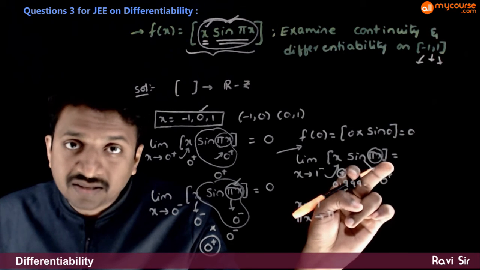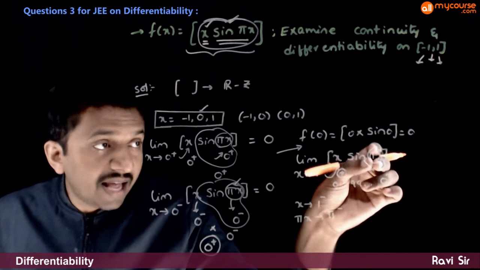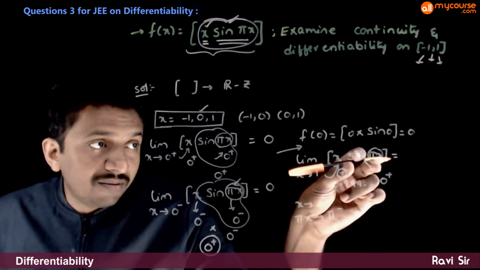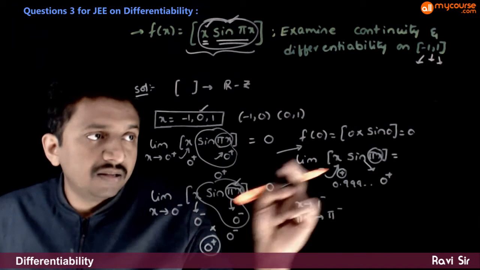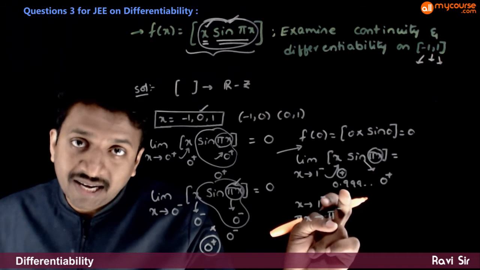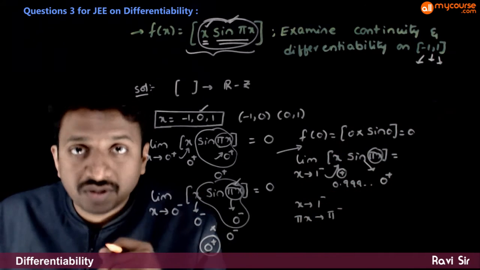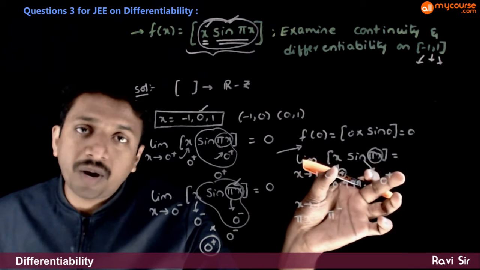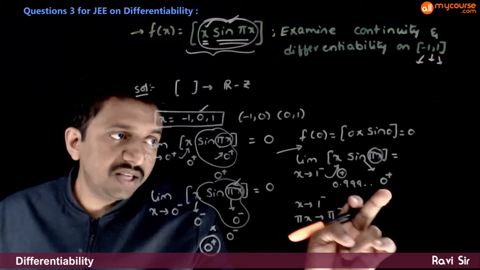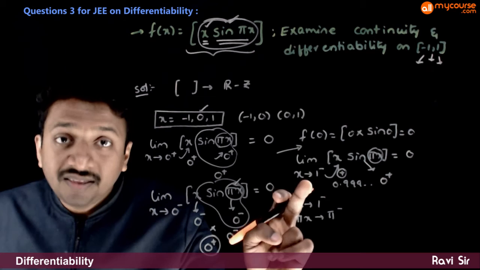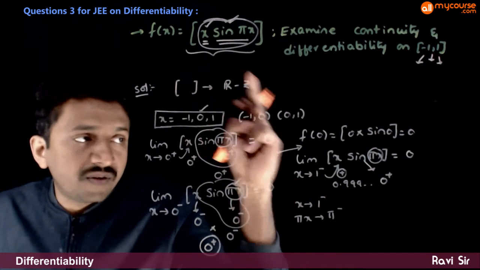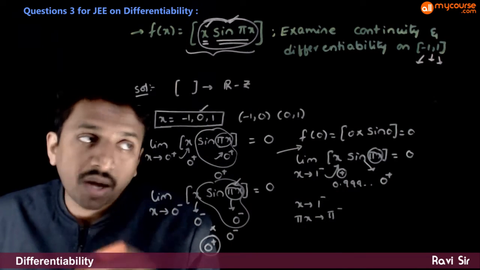Because sine pi is 0. So as this number tends to pi, the value of sine goes to 0, but on the positive side. So x goes to 0.999 and so on, sine pi x goes to 0 plus. If you multiply these two, positive into positive is positive, and 0 into anything is 0. That means the left limit of this function at x equals 1 is 0.